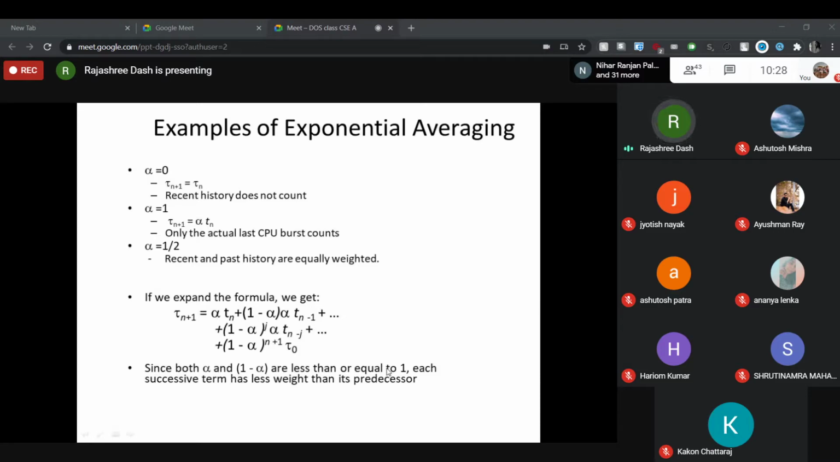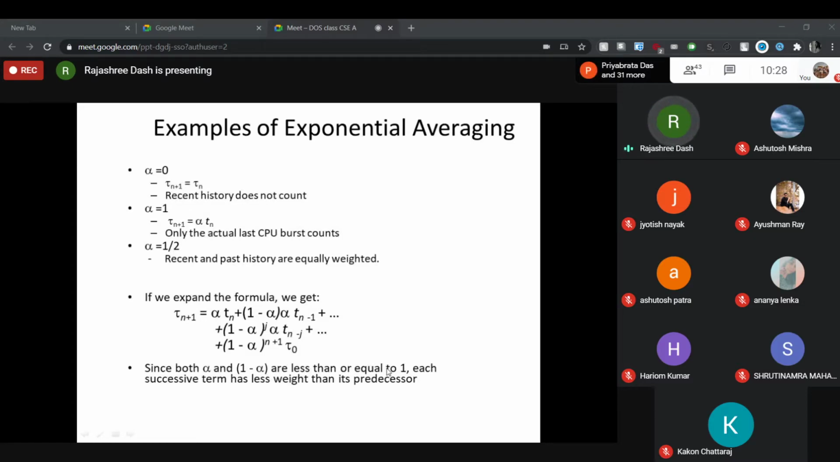Now, the most preferable value is alpha equal to half. So, with alpha equal to half, tau n plus 1 equals Tn plus tau n by 2. That means both recent and past history are equally weighted.